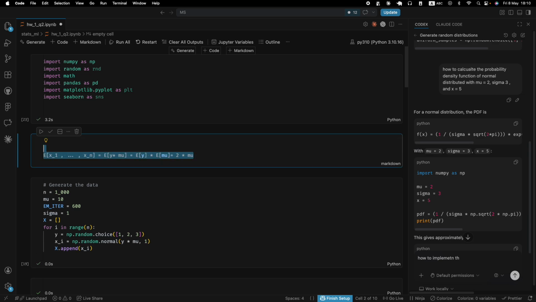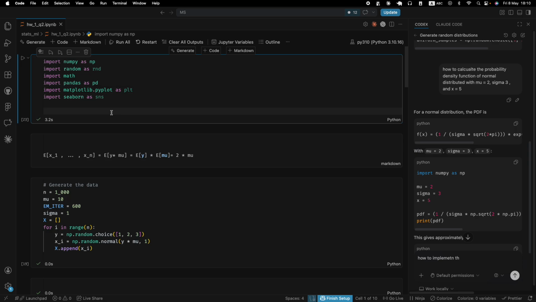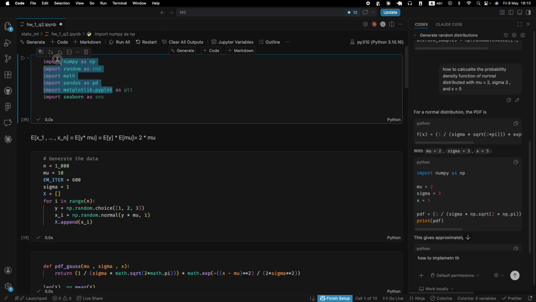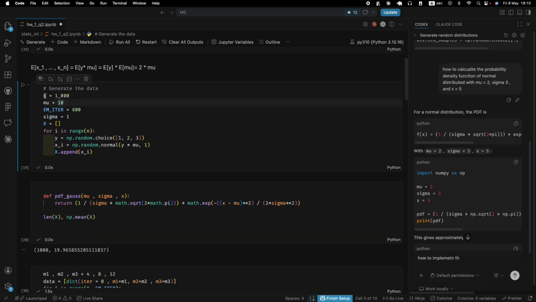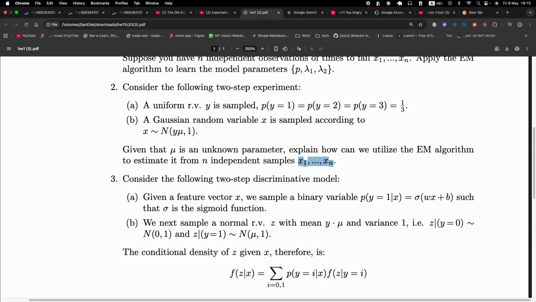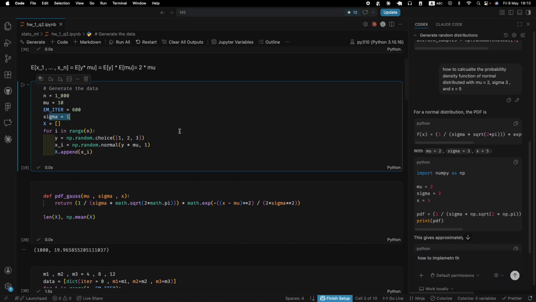How do we use the EM algorithm? I'm going to show you how I did it using Python. So we import some libraries, and then I choose the number of x's we're going to generate as n. The actual mu is 10, but we can change it to any value. Then the number of iterations I want to do using the EM algorithm, and the sigma. The sigma is 1, they told us in the question, and easy peasy.